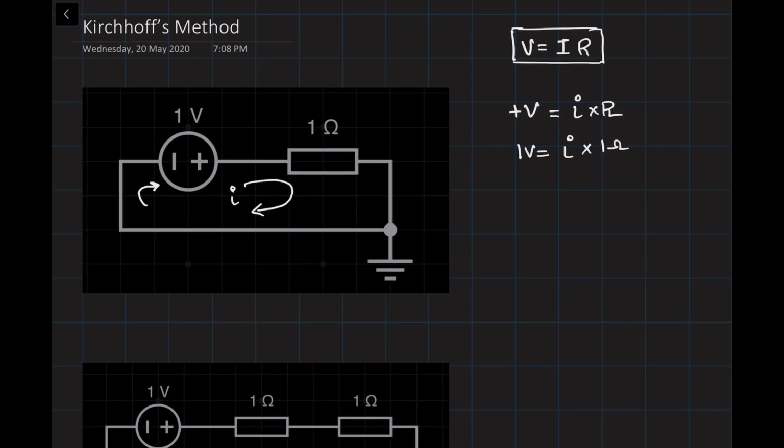1 volt equal to I into 1 ohm, that is I equal to 1 ampere, and that 1 ampere is moving in the clockwise direction itself. Since it is positive, the direction which we have taken is correct, which is clockwise itself. So this is the method we are going to use in the remaining problems. In every problem we are going to take current clockwise itself. So I hope you got the technique. Let's do the second problem.